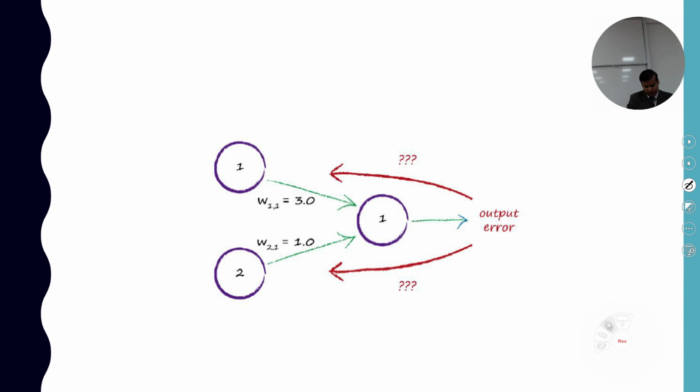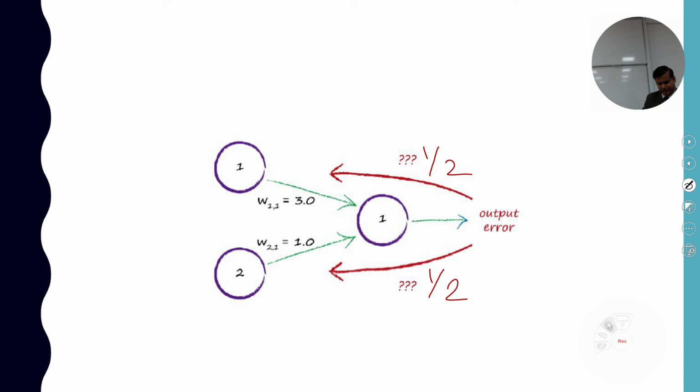We got the output, we got the error. Now what are we going to do? One typical or traditional way to do it is to split the error equally amongst the contributing nodes. We have an output error here, and we know that node 1 and node 2 are contributing to this error. So now we are going to split equally the error that has been contributed to these nodes. One way to do that is simply to give half the error here, half the error here.